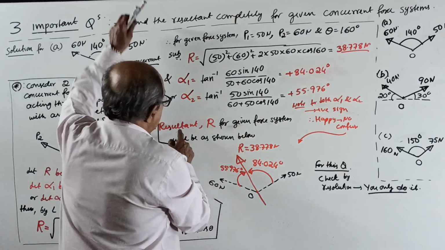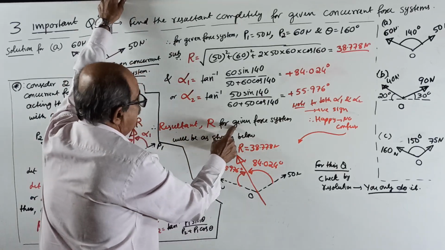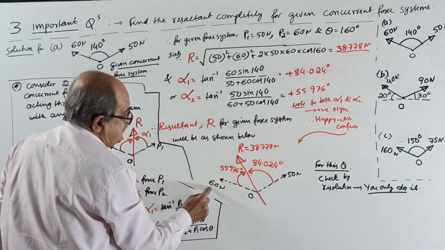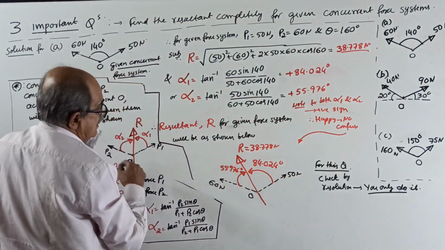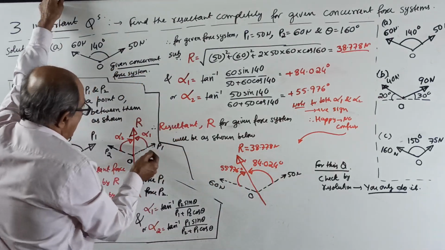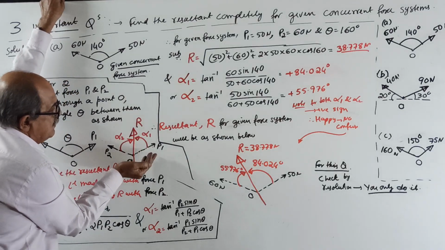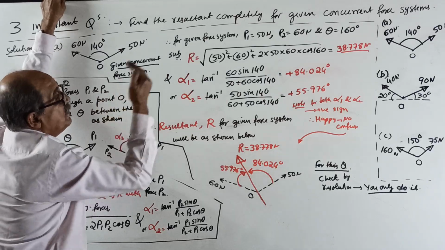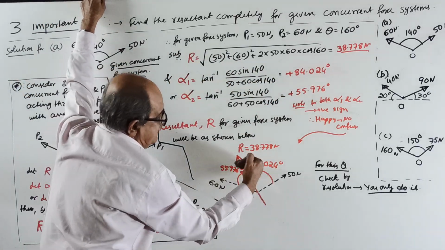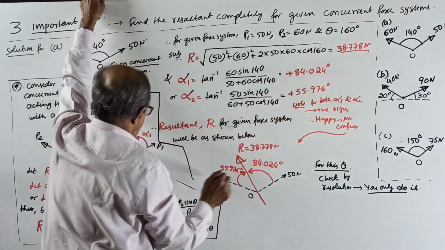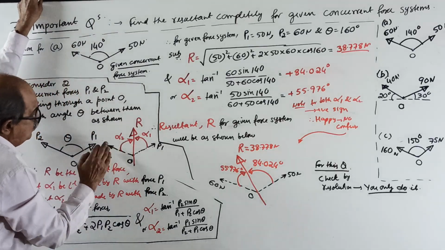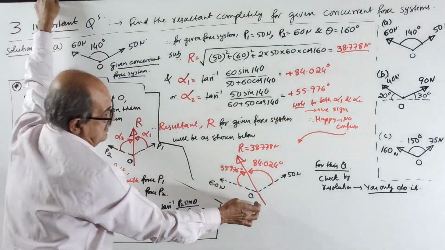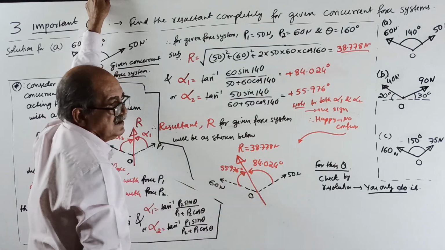Right. Resultant R for the given force system: light line mark 50 and 60 passing through point O, out of scale. Alpha 1, from P1 we considered like this, this way. Positive came, correct. It is like that, 84.024. Alpha 2, from P2 we considered this way. Yes, positive came. This way is the answer. This is the resultant.